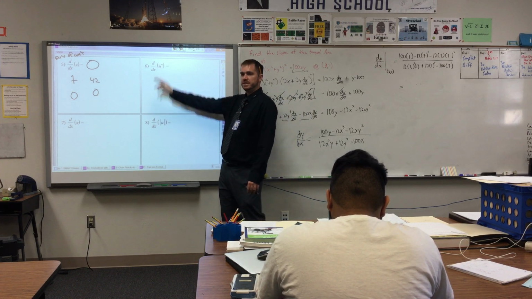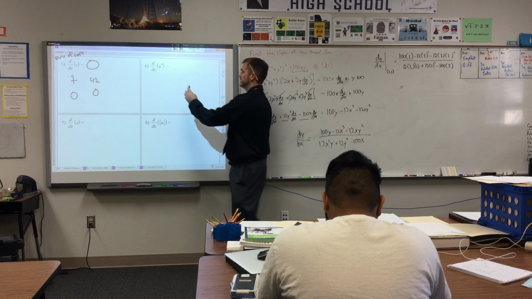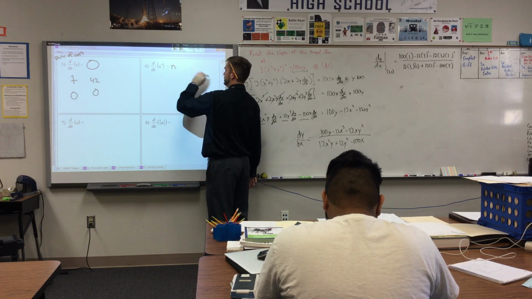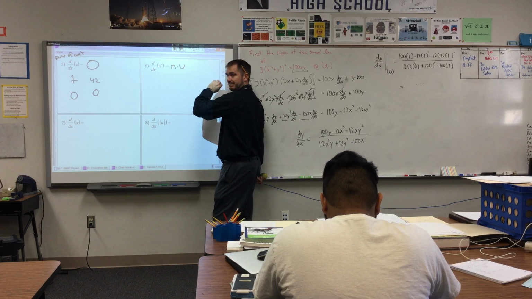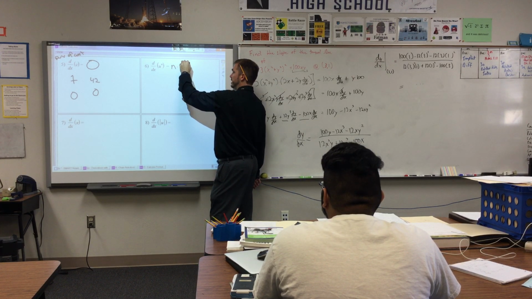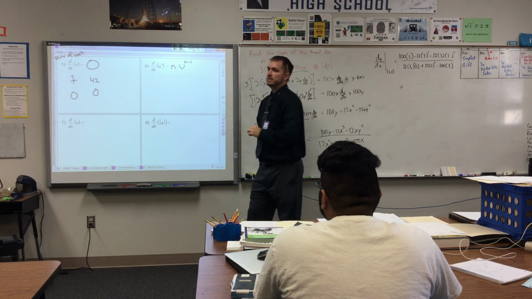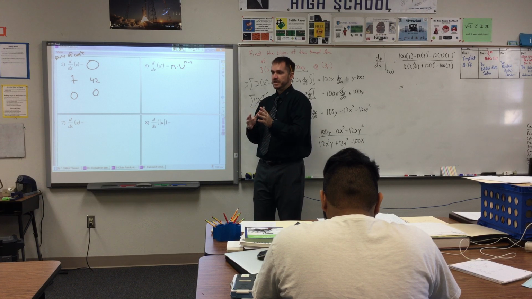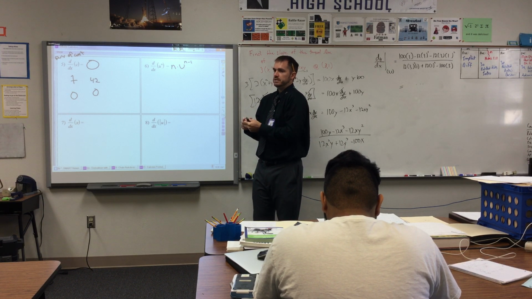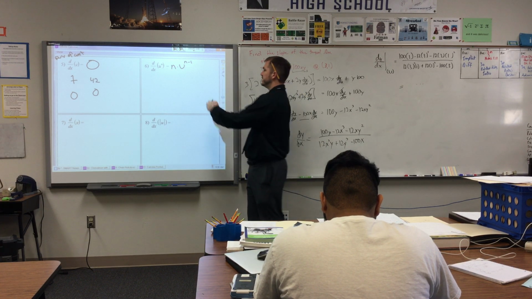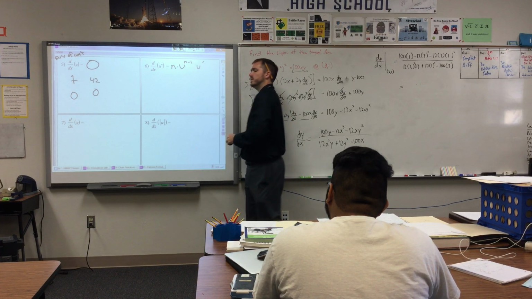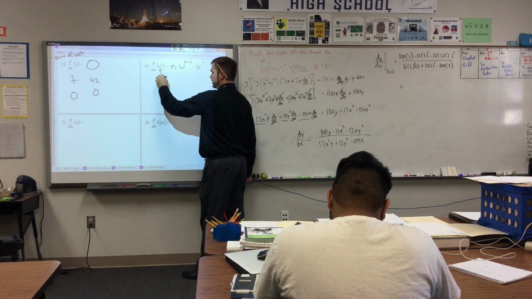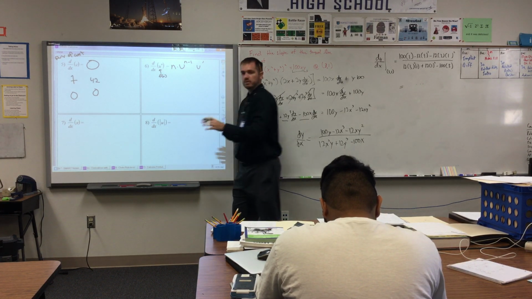The derivative of u to the n is n times u to the n minus 1, but wait, there's more. Times dy, not dy over dx because we don't have y, but it would be du over dx, but we've been indicating that as u prime. Because remember, u is a function.